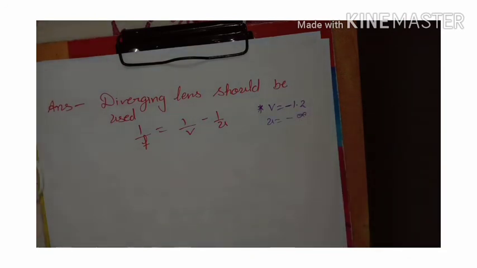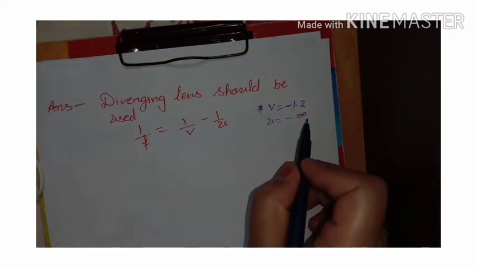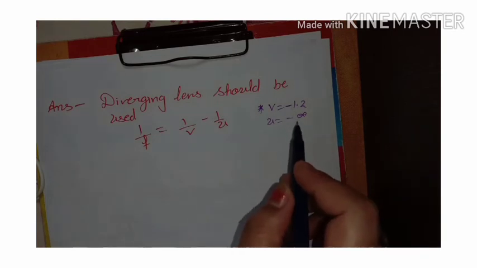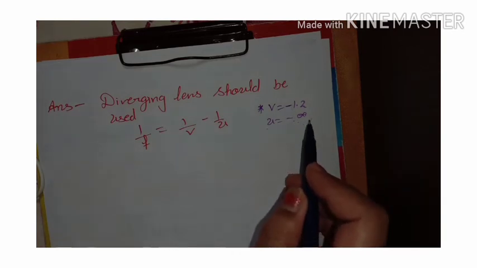Why should we take the infinity? Because for the myopic person, far point objects are not seen clearly, so for the far point we take u equal to infinity. Initially the object is at infinity.